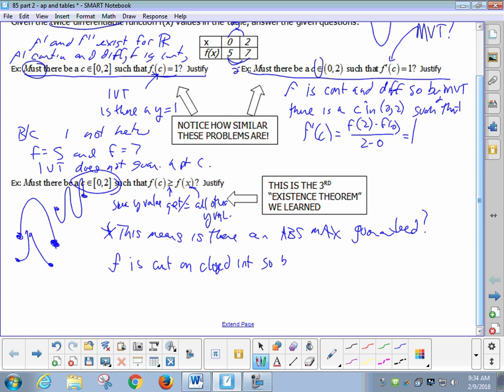So by EVT, the extreme value theorem, there must be a c where the y at that value is greater than or equal to all other values. Greater than or equal to, because it could be repeated. It could be tied later. Some other point could tie. You with me?